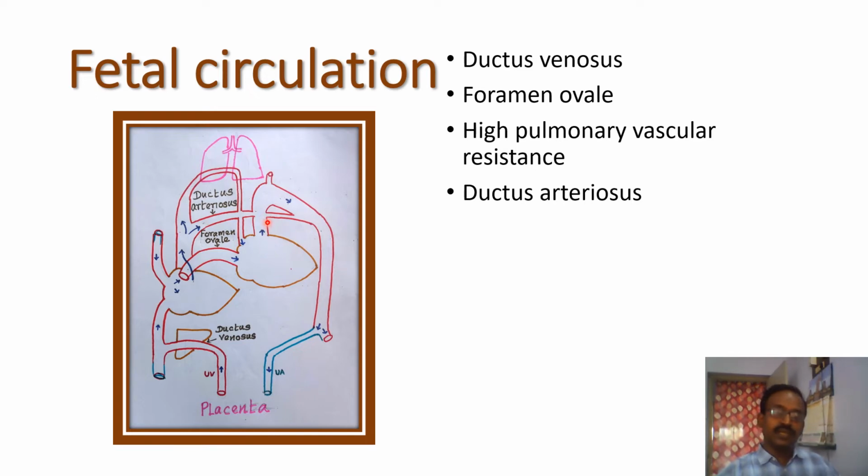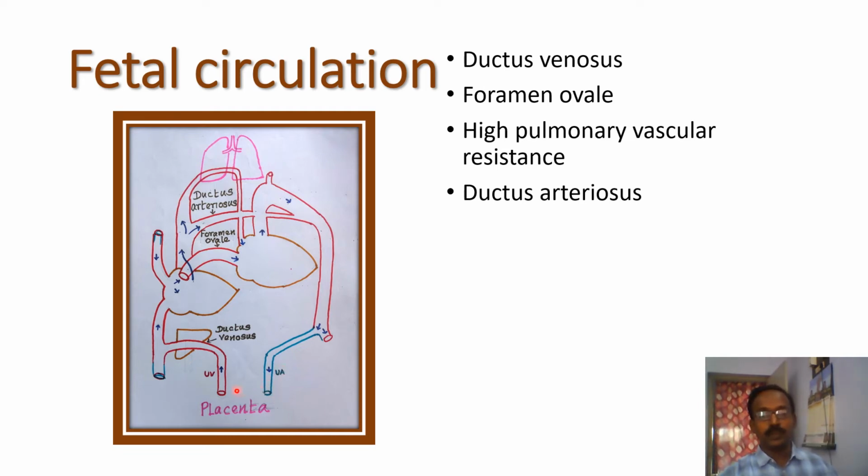So from the aorta, the blood is drained through the two umbilical arteries. Umbilical artery carries the deoxygenated blood to the placenta. So umbilical vein carries the oxygenated blood. Umbilical artery carries the deoxygenated blood. Okay, so you have to remember.